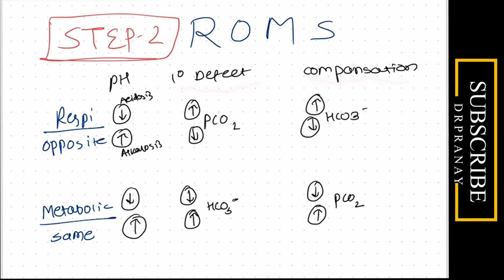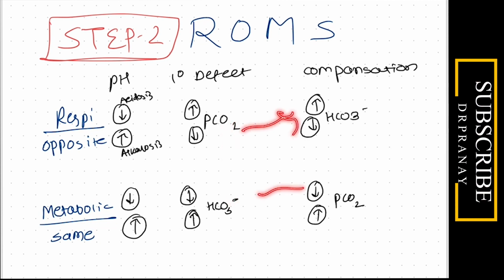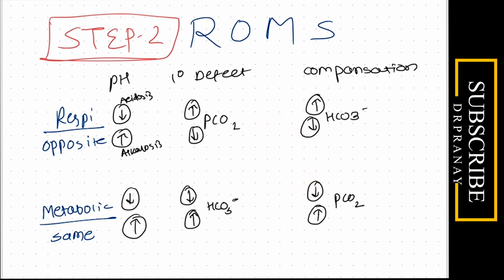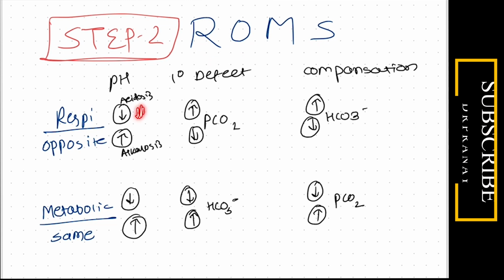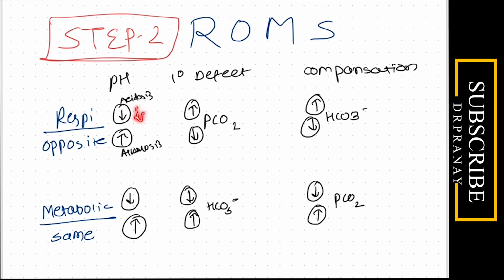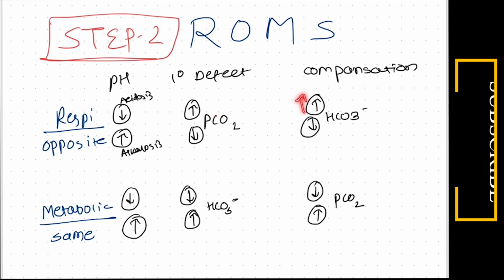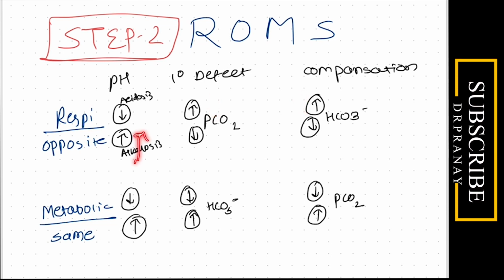So primary defect in respiratory will be PCO2, and primary defect in metabolic will be HCO3 minus. Then just remember this one, so you can just cross over to compensation, right? Now what I mean by respiratory opposite, so if in respiratory acidosis pH is decreased, then primary defect and compensation will increase. And if it is alkalosis, then both primary defect and compensation will decrease.